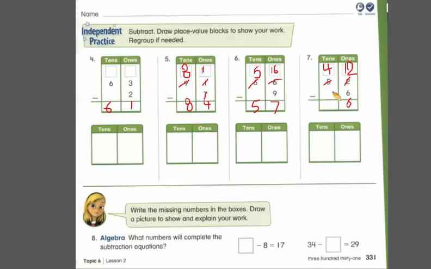And do I have here any tens to subtract? No, I have here 0 tens. So 4 minus 0, 4.